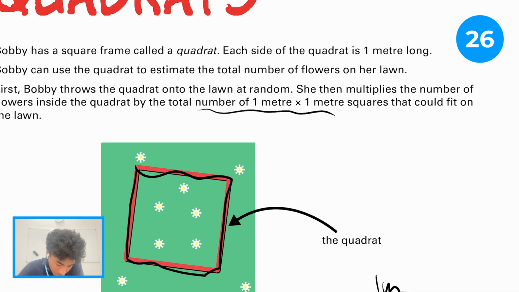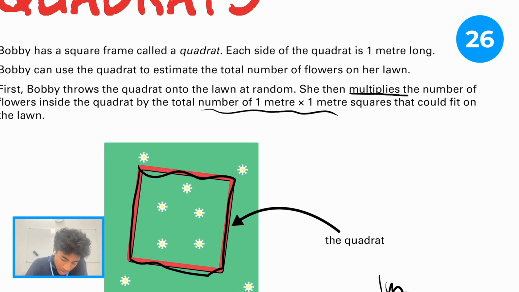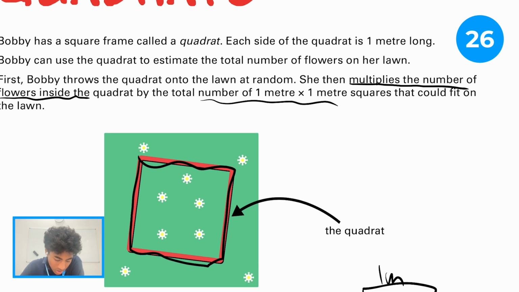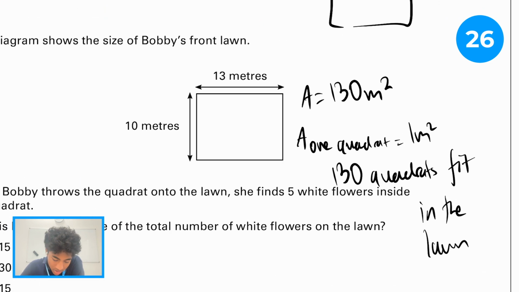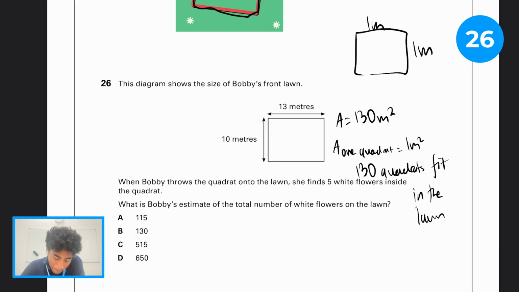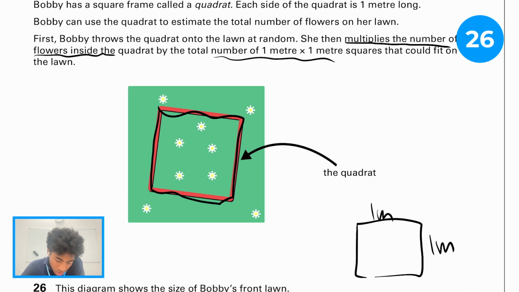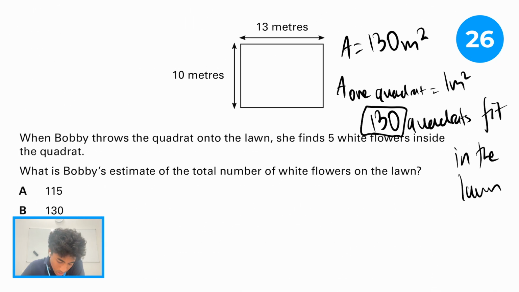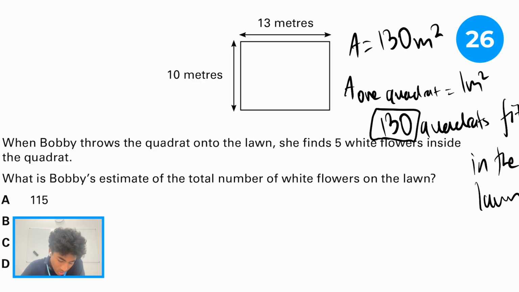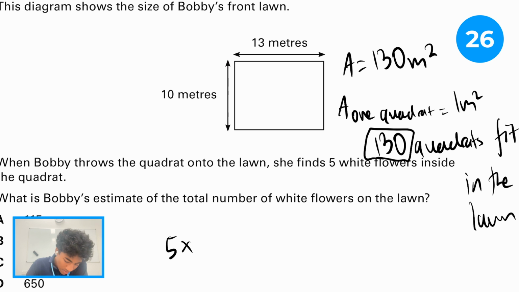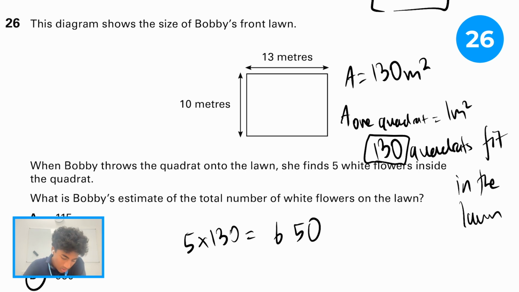That means if we read this statement again, she multiplies the number of flowers inside the quadrat by the total number of 1 by 1 meter squares that could fit in the lawn. That means she would multiply the number of flowers inside the quadrat by 130, because 130 is the number of quadrats that fit into the lawn. So if she finds 5 white flowers inside the quadrat, we do 5 times 130, so 650, to estimate the total number of white flowers on the lawn.